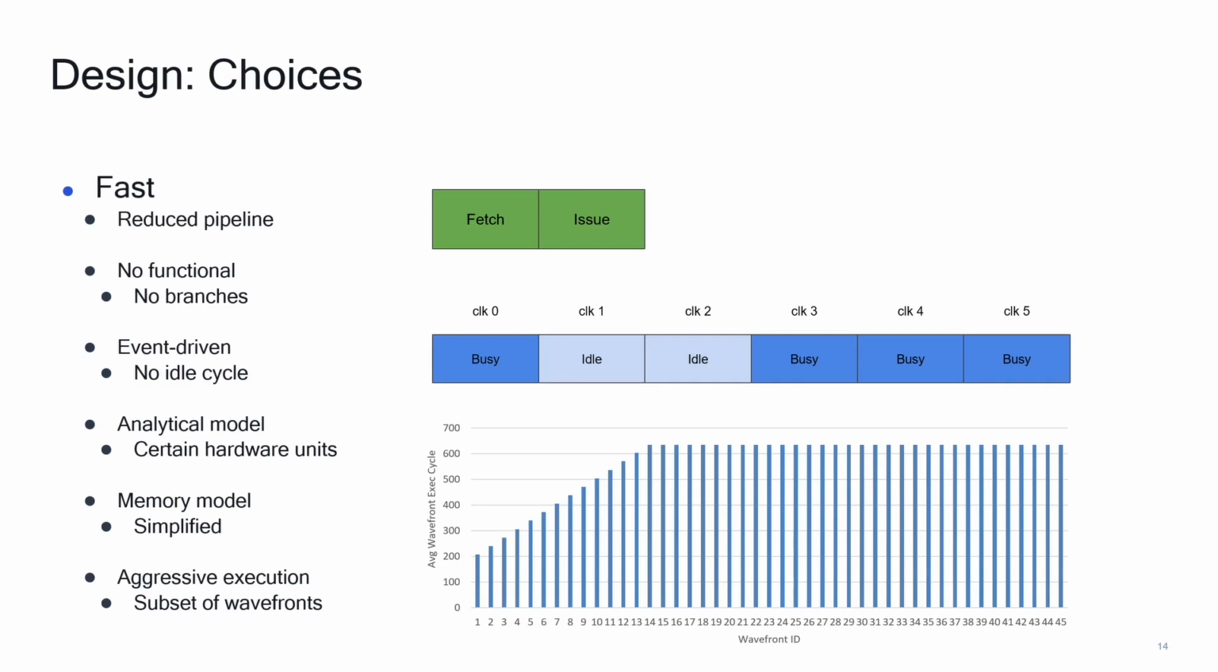Second, there's no functional simulation in our model, because we find there's no branch instructions in most shaders of our interest. For the outliers, we can read PC traces from other functional simulators.